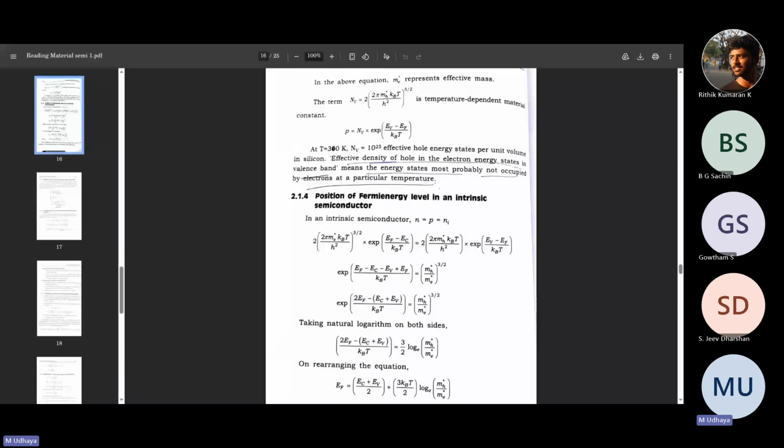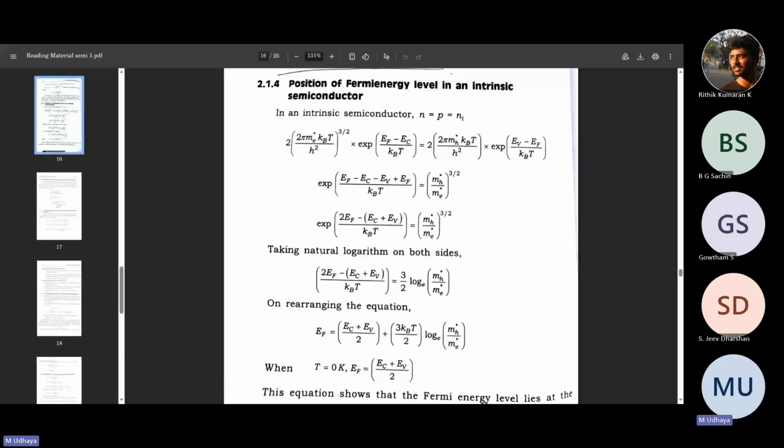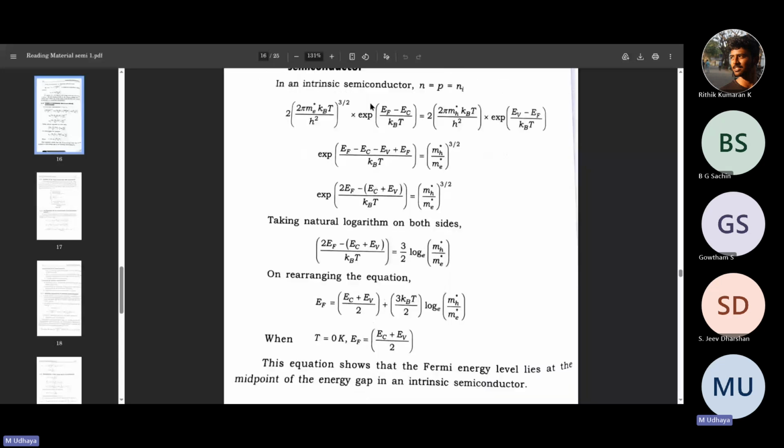Okay. So n is equal to p is equal to ni. Substitute the value of n which you have derived: the whole term for Nc, the whole term for Nv, and then e power minus of (E minus Ec) and all that. In this case we have e power minus of (Ec minus Ef), and in this case minus of (Ef minus Ev). So what happens? You just cancel out all the common terms.